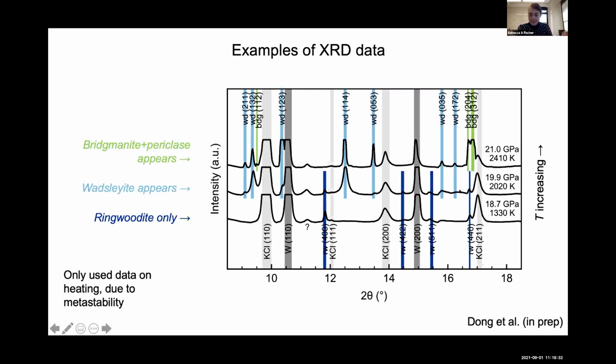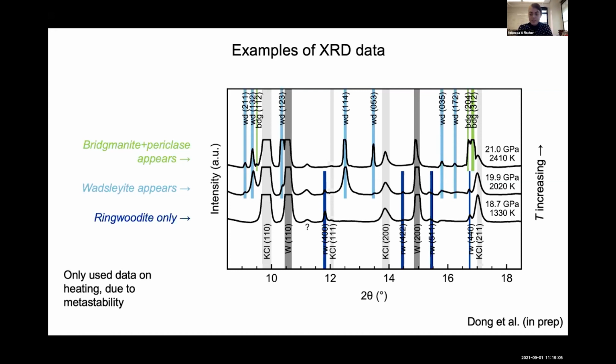As we increase the temperature, we start to see new peaks come in that are marked by these light blue rectangles. That's the appearance of wadsleyite. And you may notice that some of the ringwoodite peaks did not fully disappear. And that's because there are some slow kinetics in this system, and you get a lot of metastability. So what we did was we only used data we collected on heating, and we used the appearance of the new phase as a sign that we had crossed the phase transition.